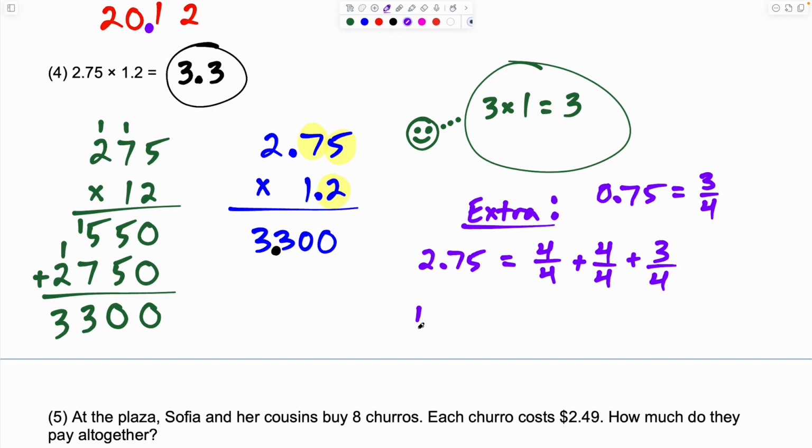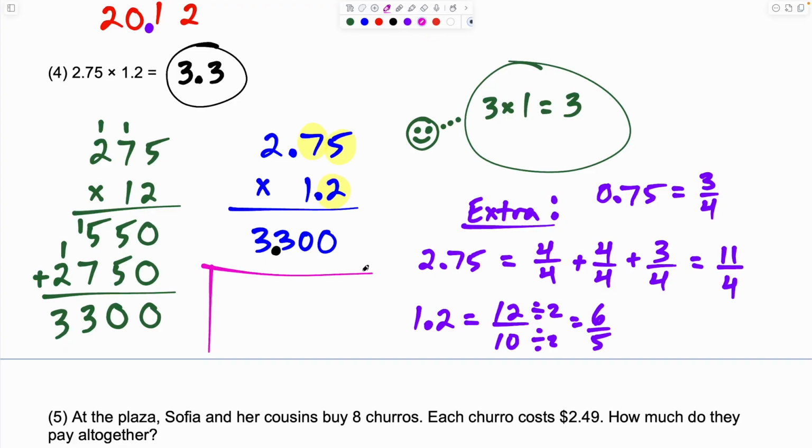And then 1.2, this is the same thing as 12/10, which if I reduce the fraction here, so I divide top and bottom by 2, this would work out to 6/5. So now if I multiply these fractions together, let's just simplify this first. 4/4 plus 4/4 is 8/4 plus 3/4 is 11/4. So now we multiply this stuff together. This is just an alternate way. I take 11/4 and I multiply by 6/5. And now for this one, I could reduce first and then multiply, or just do 11 times 6 is 66 divided by 4 times 5 is 20.